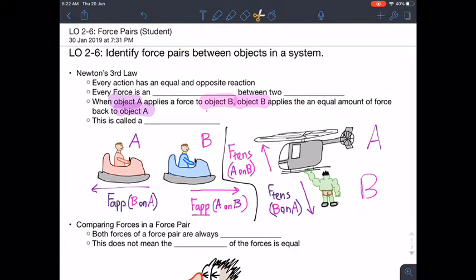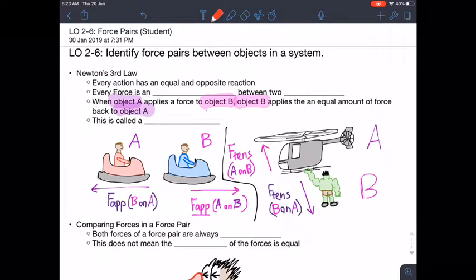Alright, so today's video is going to be on LO 2-6, which is that students should be able to identify force pairs between objects in a system. This video is focusing on Newton's third law, which in junior high school you would have learned as this statement right here: every action has an equal and opposite reaction.